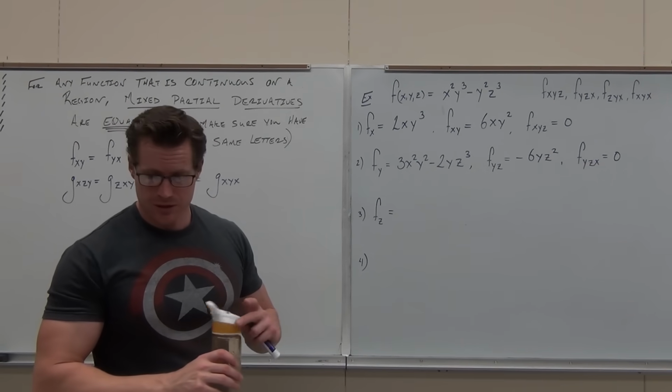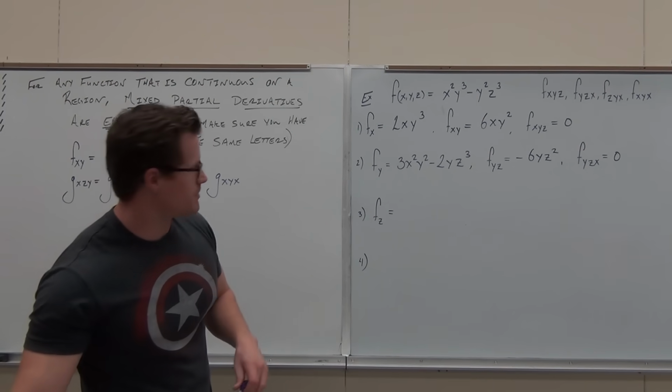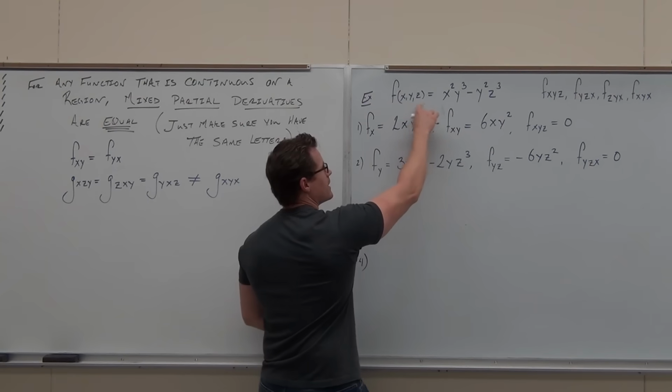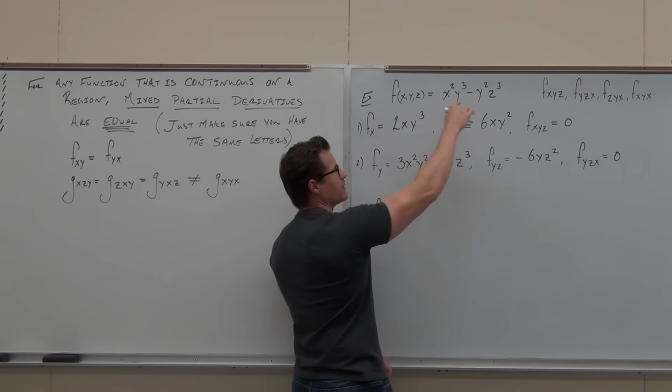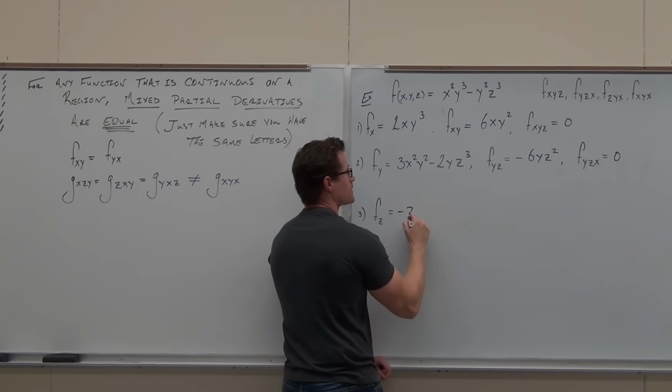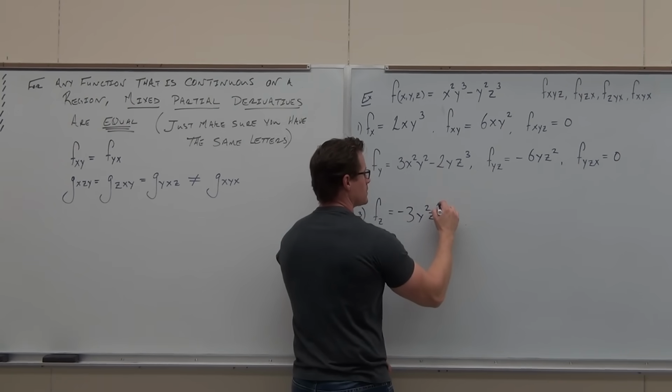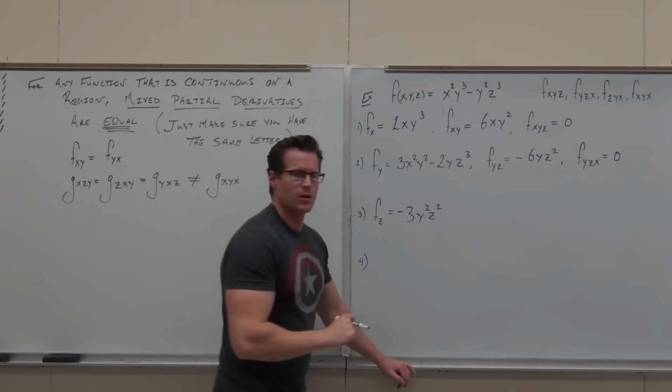Okay, start over. Derivative of the function with respect to z. Let's see about that one. With respect to z, we have no z's, gone. Z here says negative 3y squared z squared. And now if you're okay with that one, we keep on going with that.